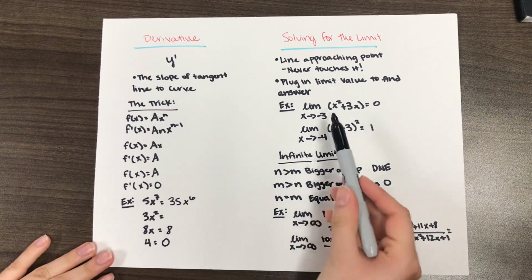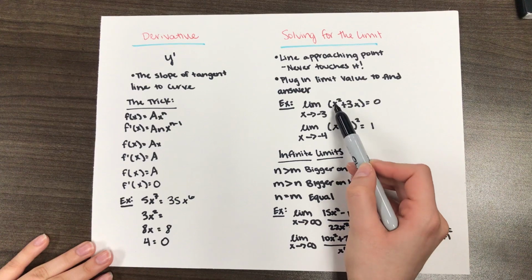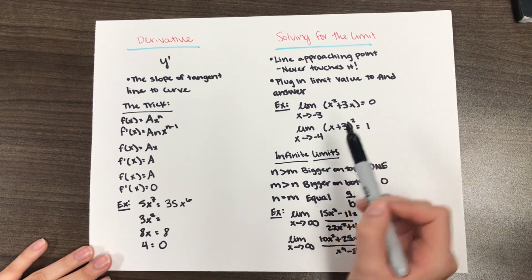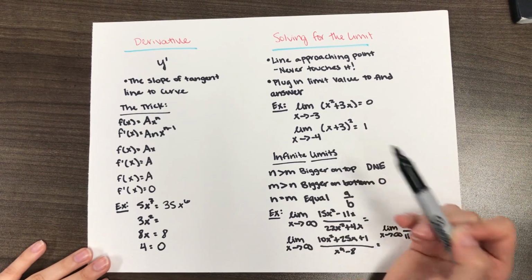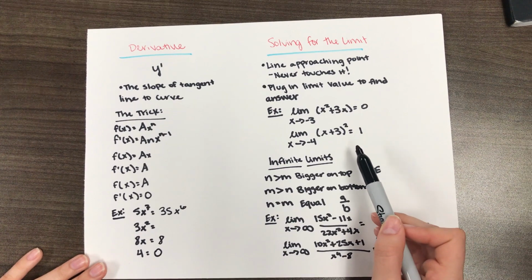And so as you can see here, what we did was we plugged in -3, and so we had 9 minus 9, and that would be 0. And here we had -4 plus 3, which would be -1, so -1 squared equals 1.